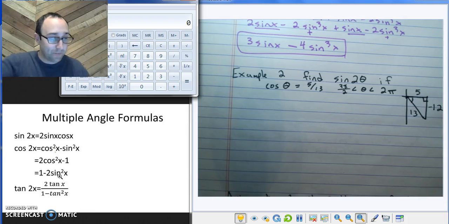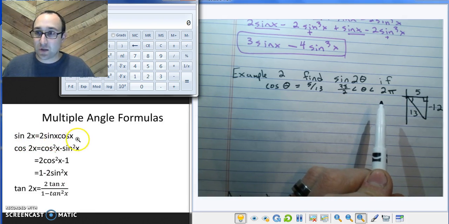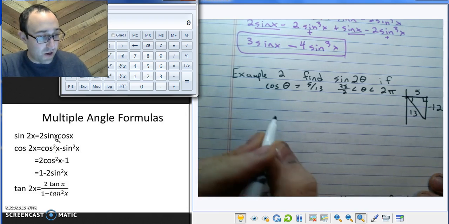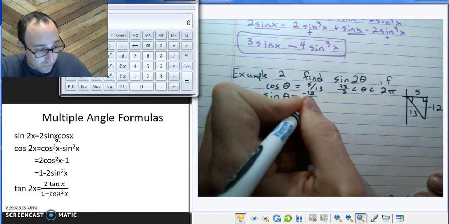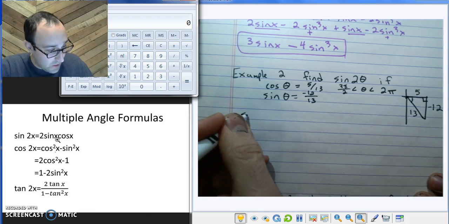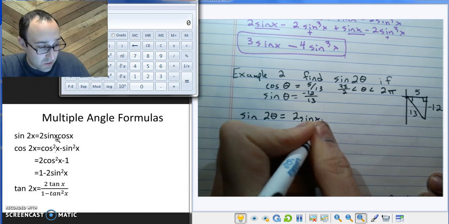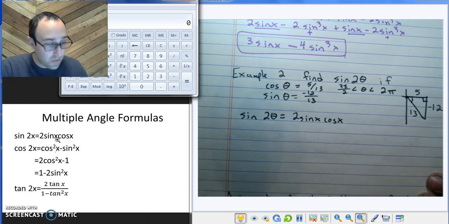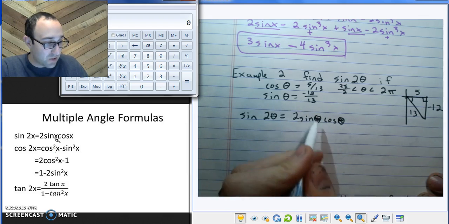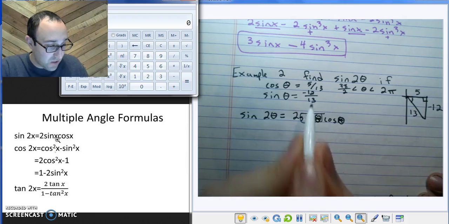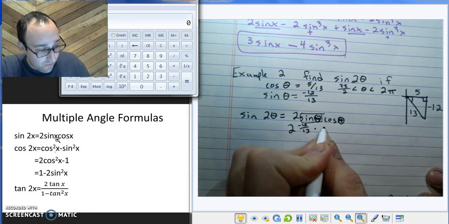Alright, so now let's just write out sine and cosine. Do we need to write out tangent? It says find sine 2 theta, and I'm looking for the sine, so I only need sine and cosine. Cosine theta is 5 over 13. Sine theta equals negative 12 over 13. So sine of 2 theta, we can rewrite as 2 sine theta cosine theta using the formula. Sine theta is negative 12 over 13 and cosine theta is 5 over 13, so I've got 2 times negative 12 over 13 times 5 over 13.